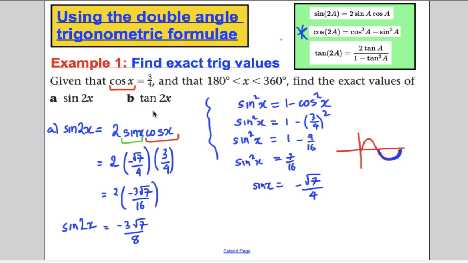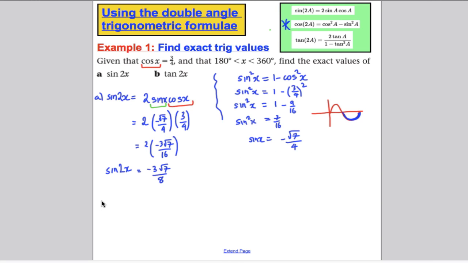Now, it then asks us what tan 2x is. Well, this is going to be slightly easier, hopefully. Tan 2x, using our identity, is 2 tan x over 1 minus tan squared x. And a little bit of separate working.